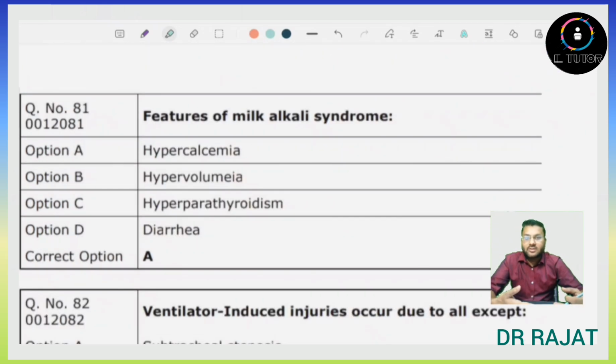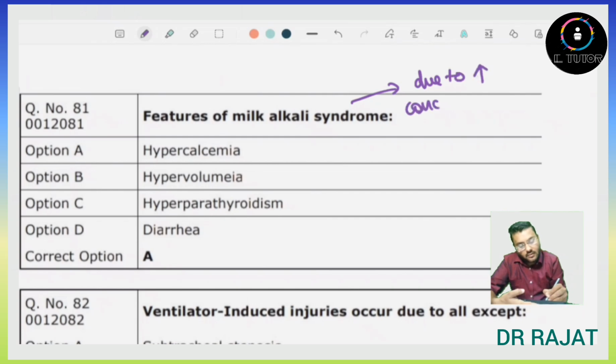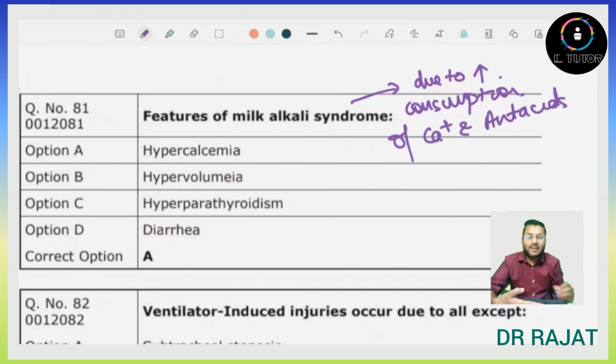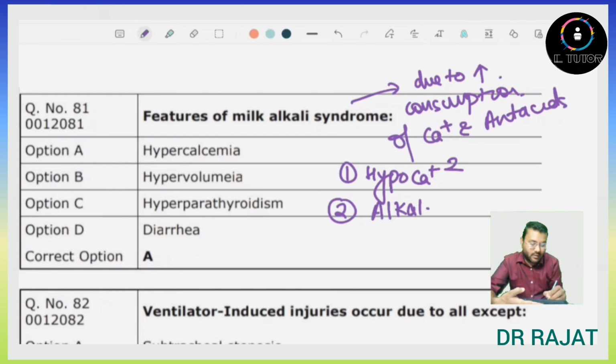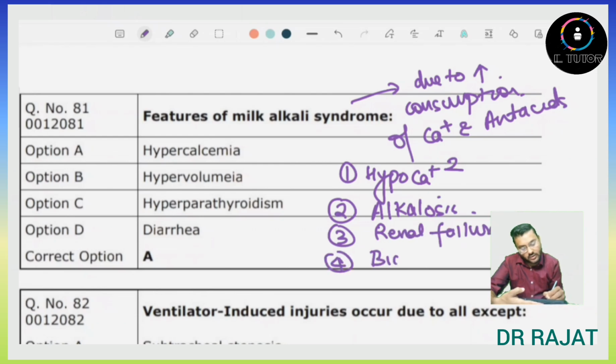So the next question is the feature of milk alkali syndrome. So what is milk alkali syndrome? Milk alkali syndrome occurs due to the more ingestion of alkalis or calcium antacids. So due to increased consumption of calcium and antacids, the features seen in milk alkali syndrome are: first, hypocalcemia; second, alkalosis; third, renal failure; and fourth, bicarbonate retention.